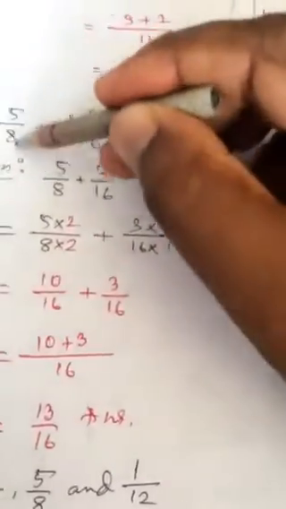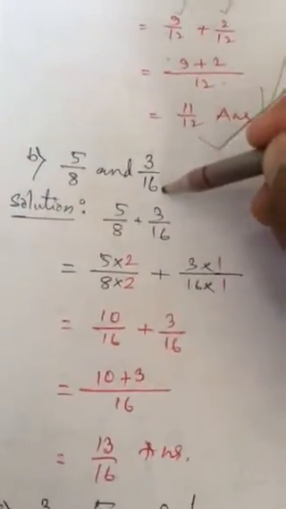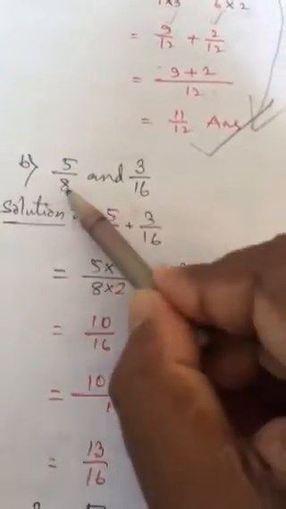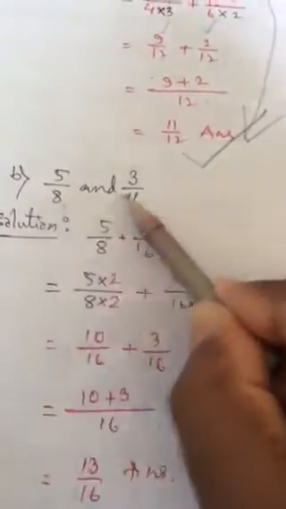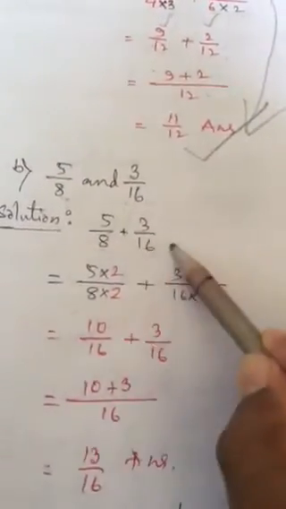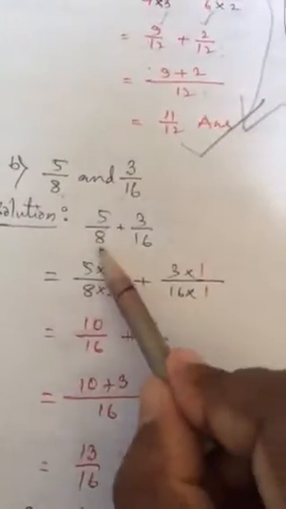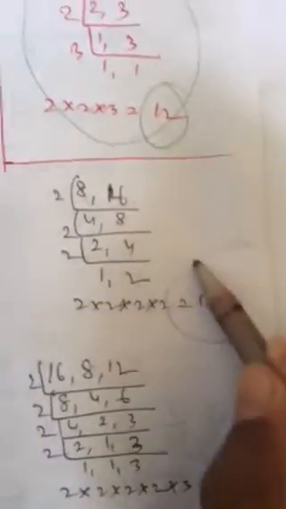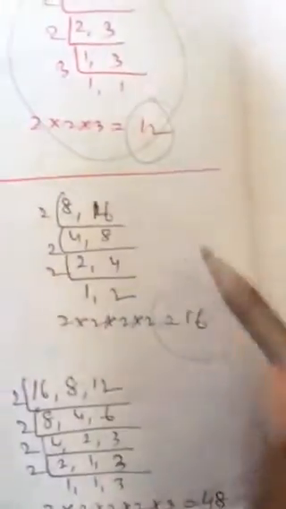You might have understood example number 2: 5 by 8, 3 by 16. The denominators are different, 8 and 16, so they are unlike fractions. Again, we need to convert both fractions into like fractions. How to convert? First, we need to find the LCM of the denominators. Here I have obtained the LCM of 8 and 16. What is the LCM of 8 and 16?